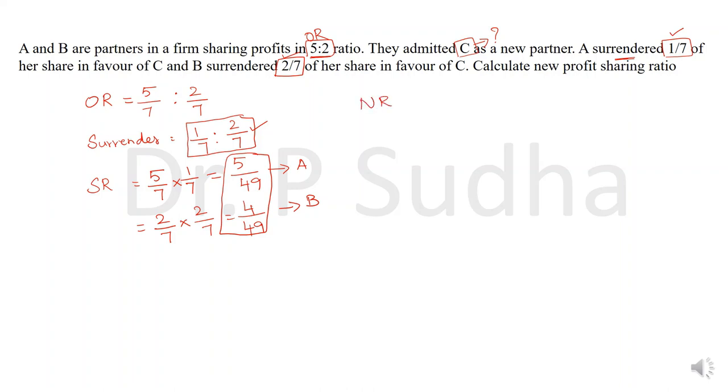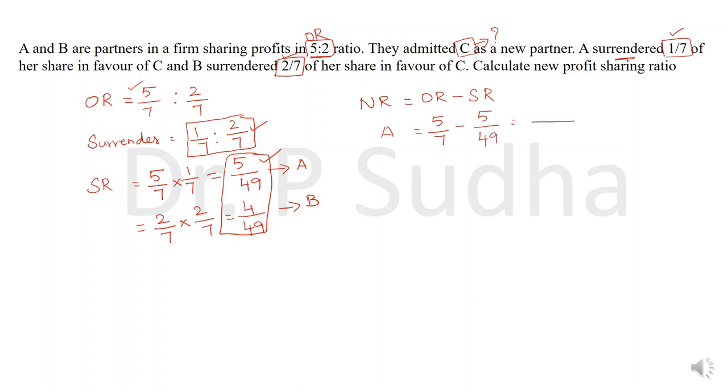The new ratio is very simple. Once you calculate the sacrificing ratio, the new ratio is very simple. Old ratio minus sacrificing ratio. For A, what is the old ratio? See, it is 5/7. 5/7 is the old ratio. What is the sacrificing ratio? Here we have calculated. It is 5/49. Am I clear? Okay.